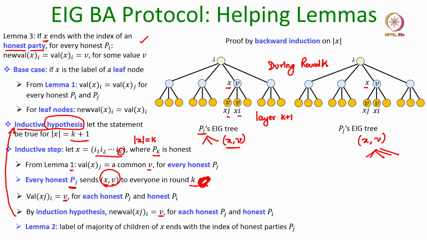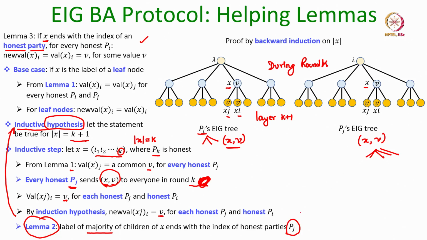That comes from the inductive hypothesis, and now we can trigger lemma 2, which states that if we focus on the node with label x, the majority of its children will have the last index corresponding to an honest party. Okay.